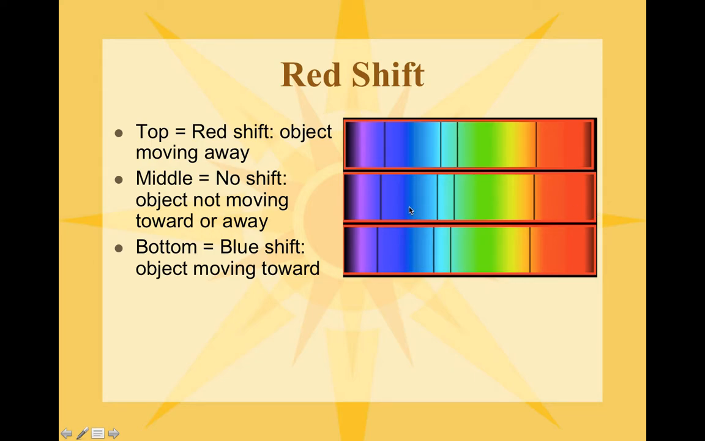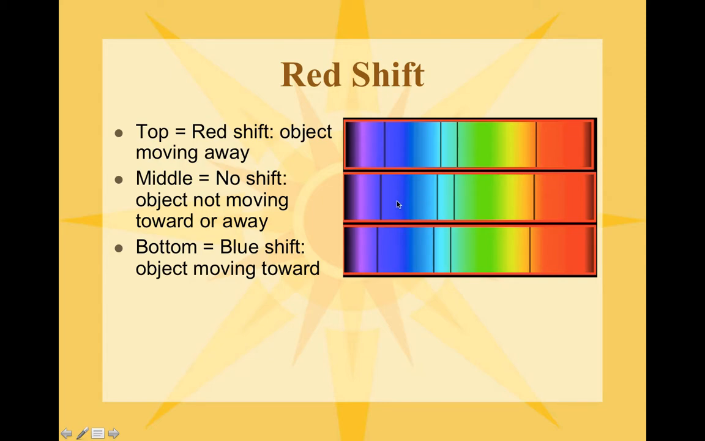And so this object here is not moving. On your notes, you'd want to circle that spot that's not moving. And then this one is an object that's moving away. You'll notice all these lines that should match up are shifted over towards this red end. And this object down here again has the lines that should match up, but these lines are all scooched over towards that blue or purple end. And so this object would be coming toward us, and this object would be moving away.